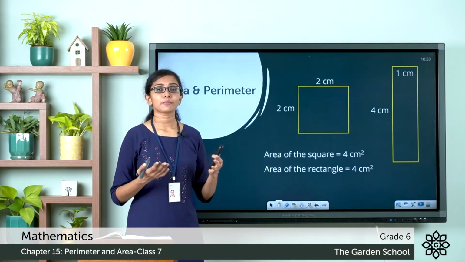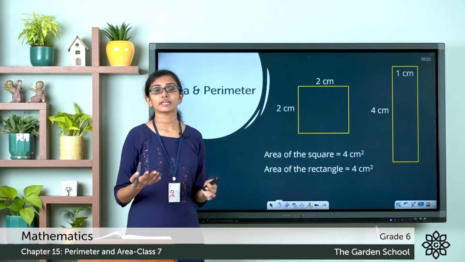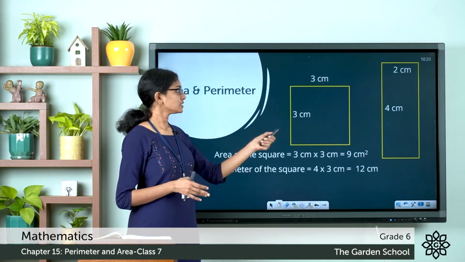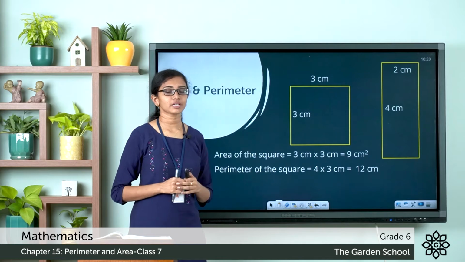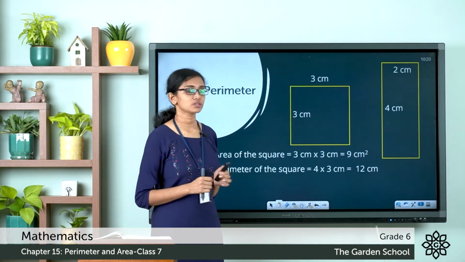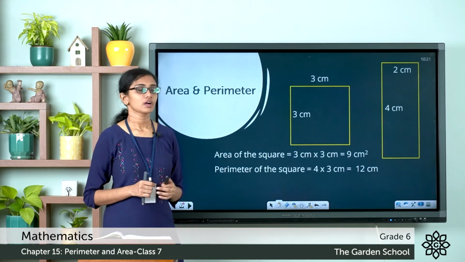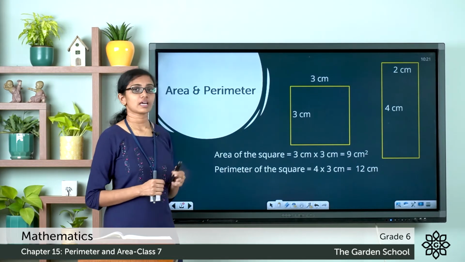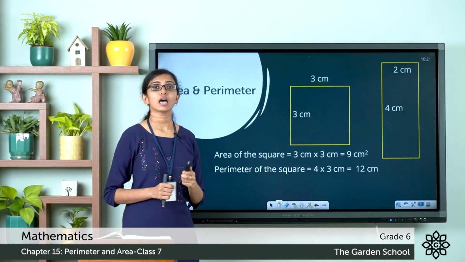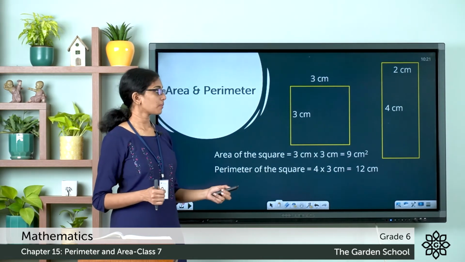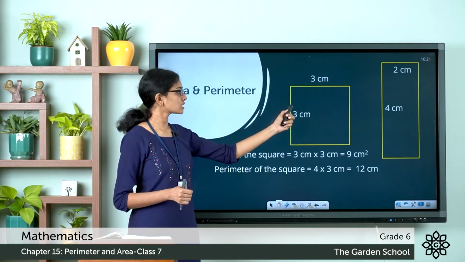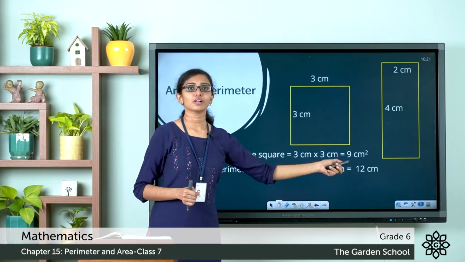Now, let's talk about the perimeter of a square and a rectangle. Let's have another example. Here we have a square with sides 3 cm each and the rectangle has a length 4 cm and breadth 2 cm. Now, the area of this square is 3 cm into 3 cm, and that is 9 cm square. What about the perimeter? It would be 4 times the side, that is 4 into 3 cm, which is equal to 12 cm.